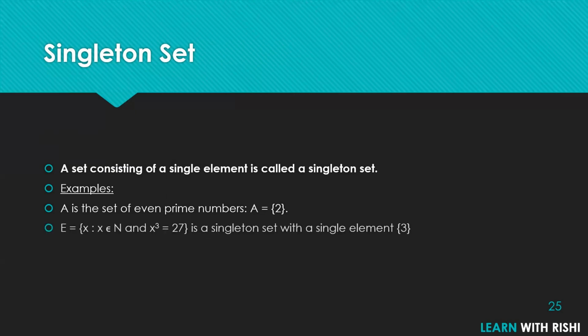E is equal to the set of all x such that x belongs to natural numbers and x cube is equal to 27. It is a singleton set with a single element 3, because only the cube of 3 is 27. No number other than 3 has a cube that gives us 27.